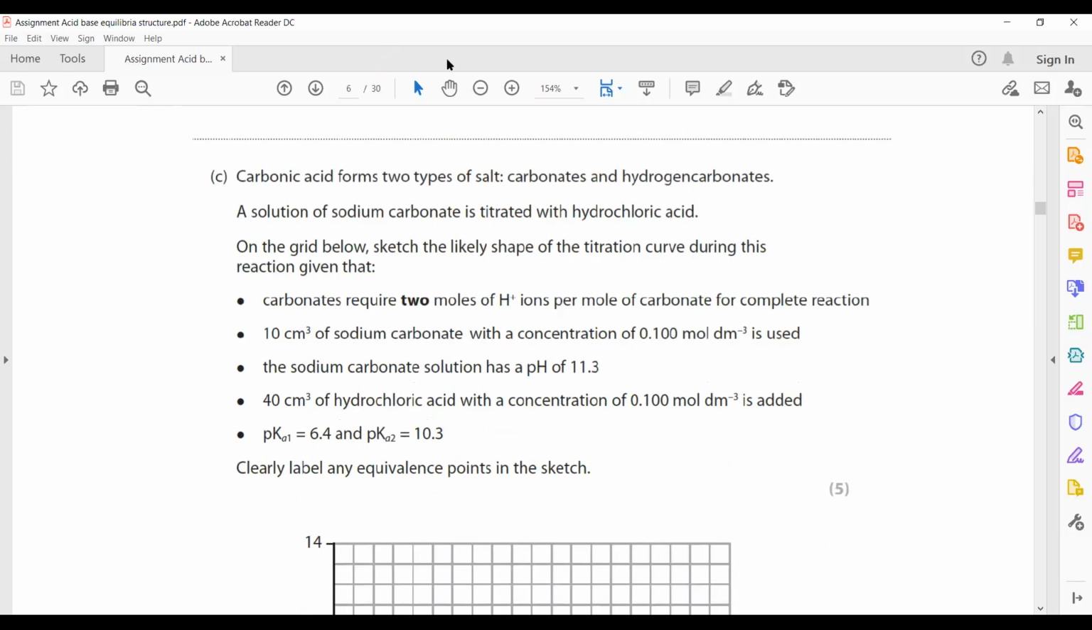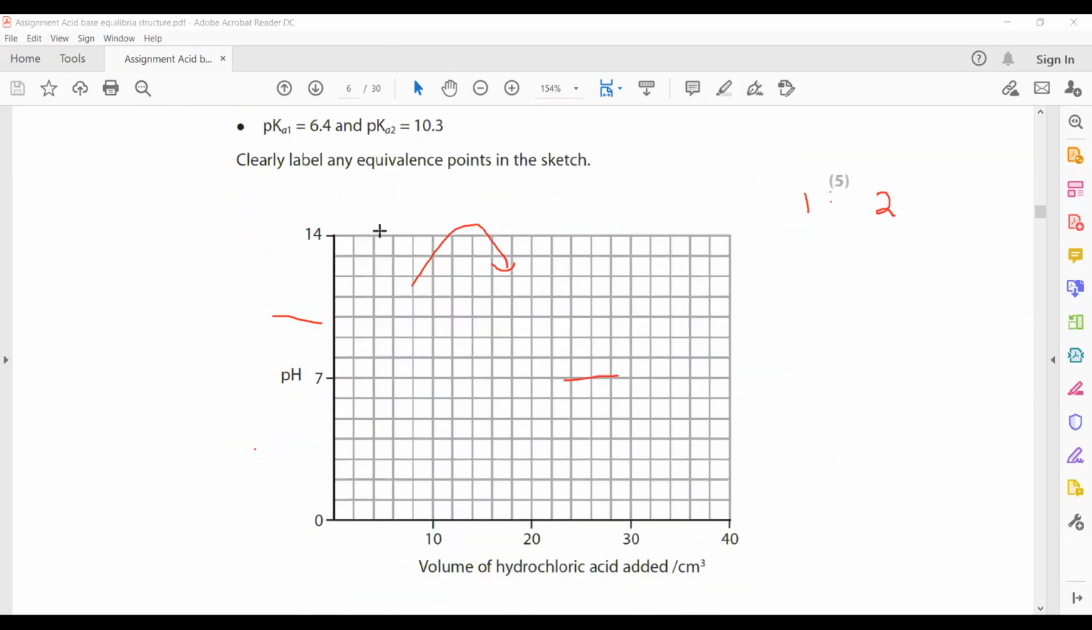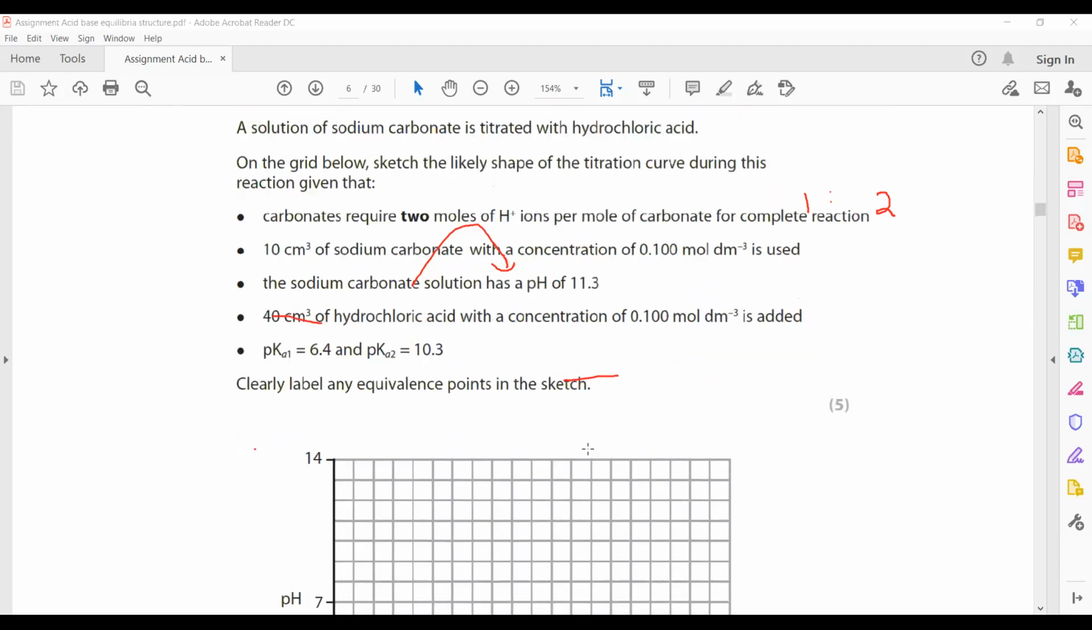Here, carbonate ion requires 2 moles of hydrogen ion for complete dissociation. So the simplest ratio between them is 1:2. So how much sodium carbonate was used? Sodium carbonate is an alkaline solution. And this is the total volume of the acid which is added.